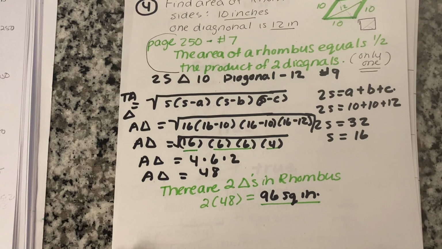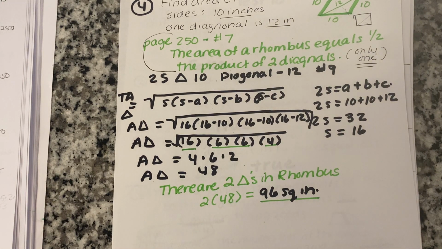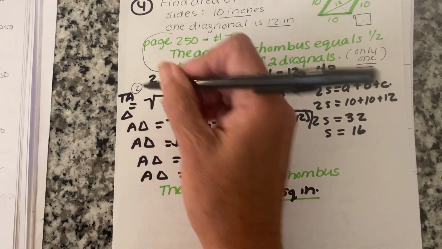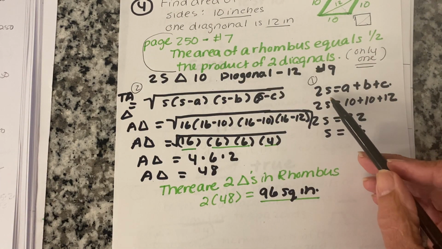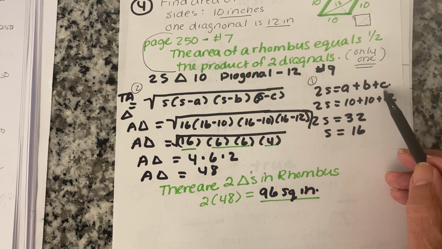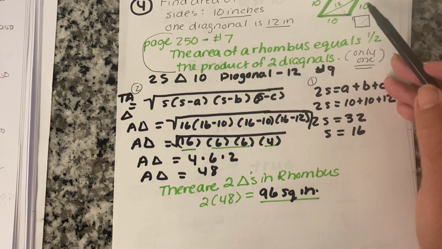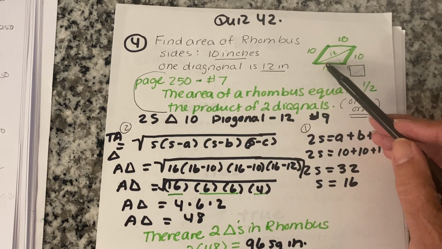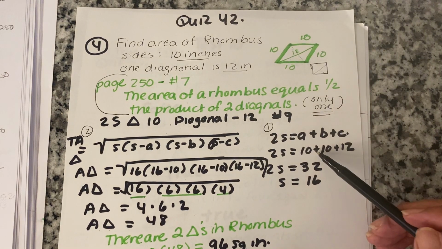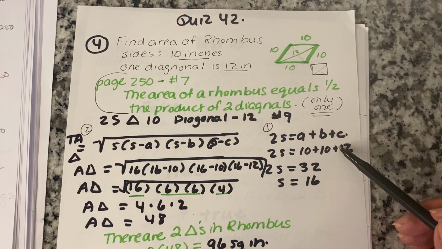So it takes a lot of thinking on this one, but you use your Hero's formula, you know? So again, Hero's formula is in 2 steps. So this is 1 and this is 2. So here we go. First of all, we have 2s equal a plus b plus c. Okay, we're just going to do half of this, remember? Half of this rhombus right here. So we're going to have 2s equal a plus b plus c.